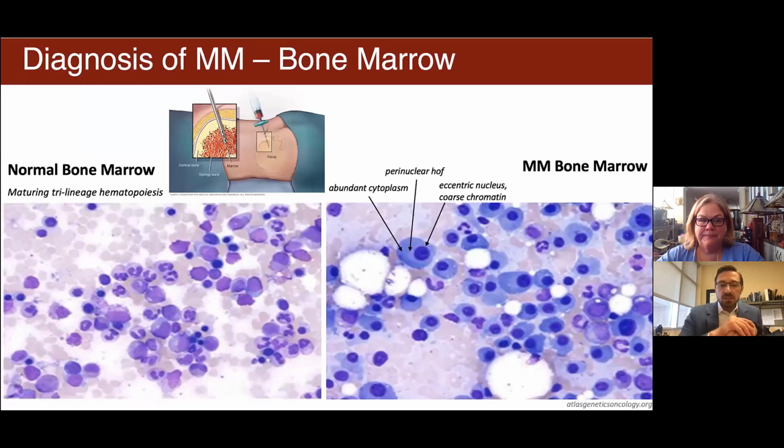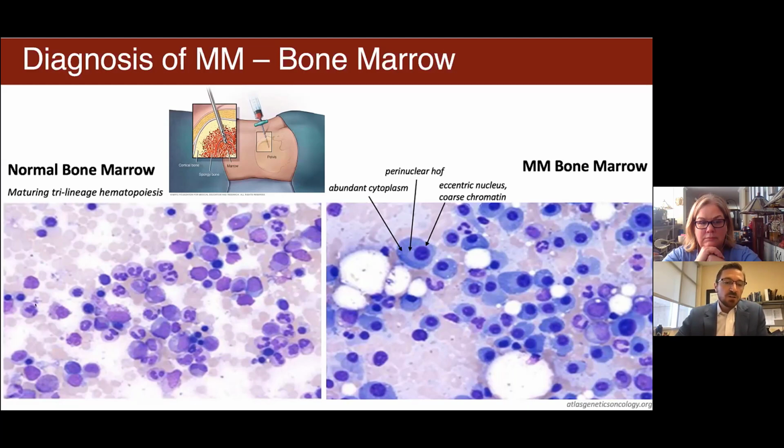So how do we diagnose it? As we said, there's an expansion of these cells in the bone marrow. A normal bone marrow is represented here on the left. This is what's known as a bone marrow aspirate. And what you might see in a pathology report from a bone marrow like this is something called maturing trilineage hematopoiesis. So what this means is that the 3 primary lines of cells that go on to populate your red blood cells, your white blood cells, your platelets, these are functioning normally in your bone marrow. So you see some variety of cell types in here.